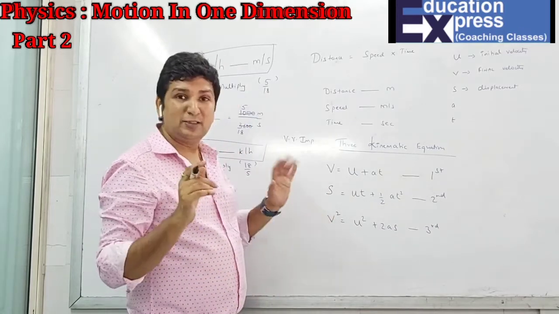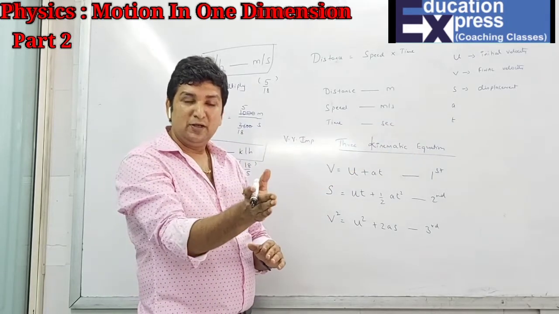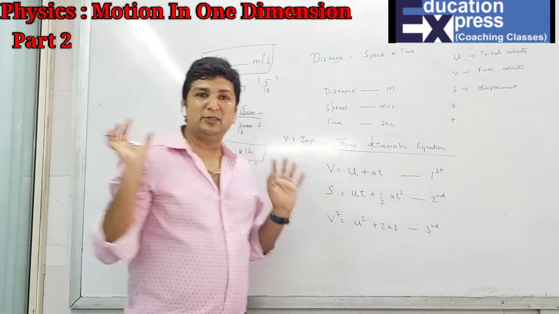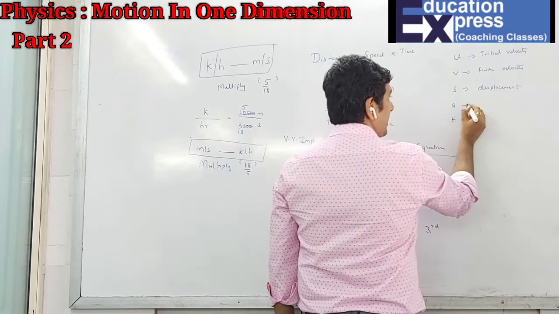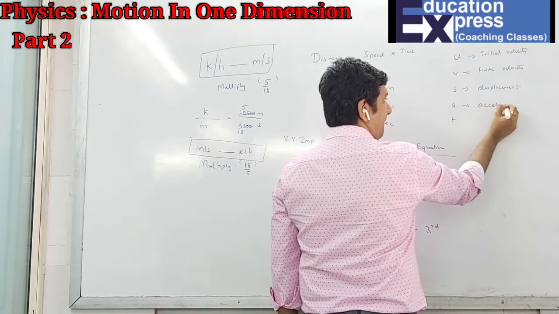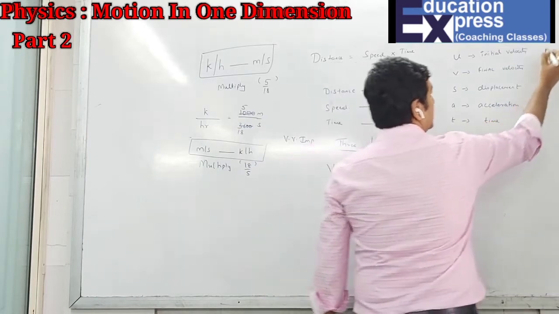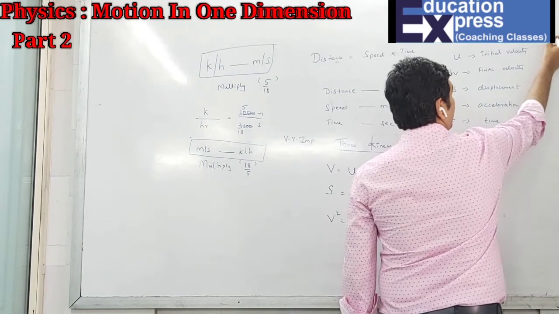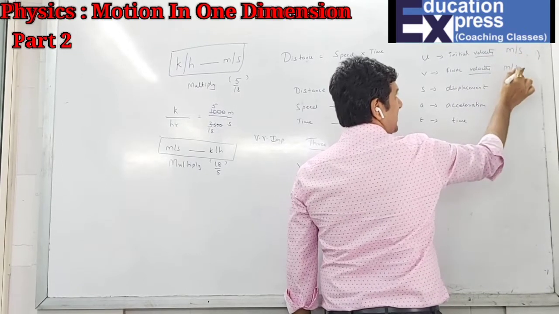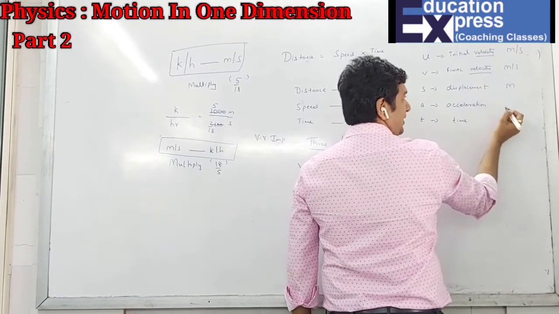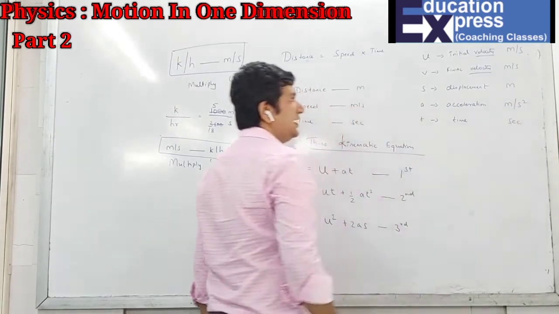So this is not for the speed. This is for the displacement. Accelerated means variable velocity. Variable velocity means displacement. So S is displacement. A means acceleration. And T stands for time. And the units: velocity is meter per second, displacement is meter, acceleration is meter per second square, and time is seconds.